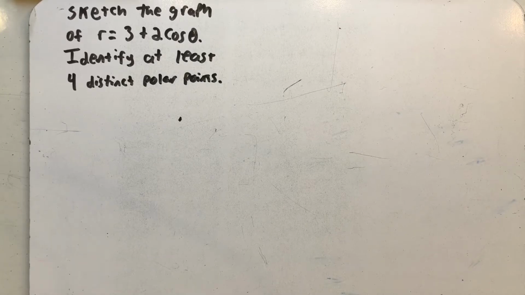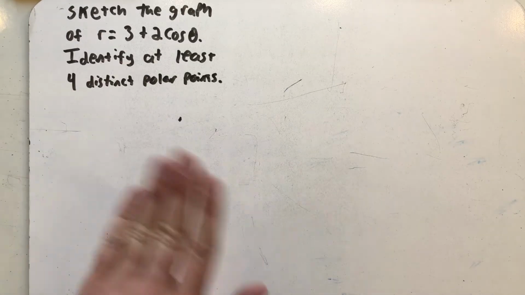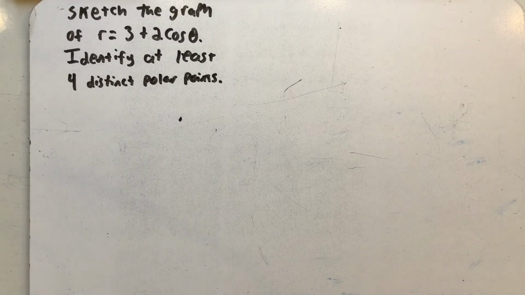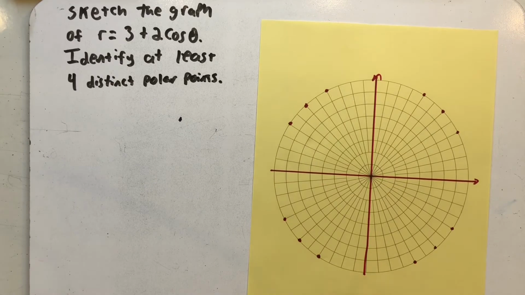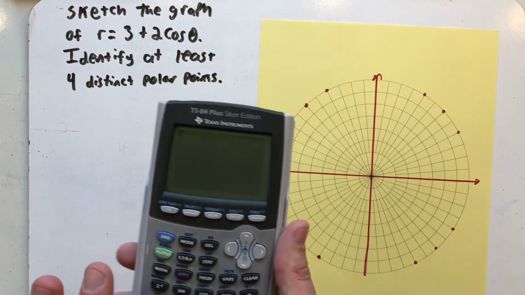We've been asked to sketch the graph of r equals 3 plus 2 times cosine theta, identifying at least 4 distinct polar coordinates, polar points on the graph. Well, I actually want to take a fairly modern approach to graphing this polar function. I definitely want to find 4 exact and distinct polar coordinates, but before I get started, I'm going to take a look at the graph on my graphing calculator.